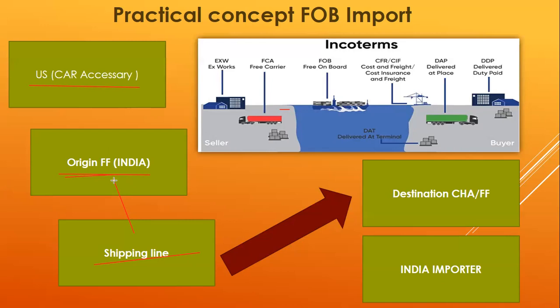So this payment is made to the shipping line on behalf of the importer by the freight forwarder. The freight forwarder will then generate an invoice to the Indian importer for the payment he made to the shipping line. As per payment terms, the Indian importer needs to make payment to the freight forwarder.